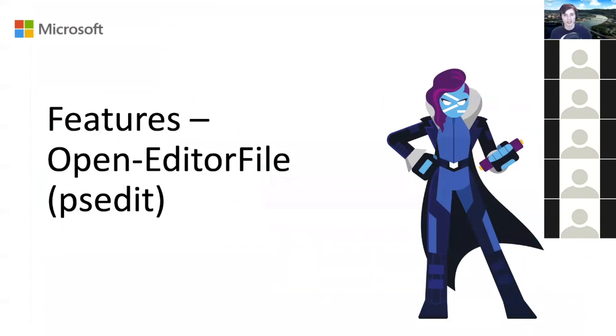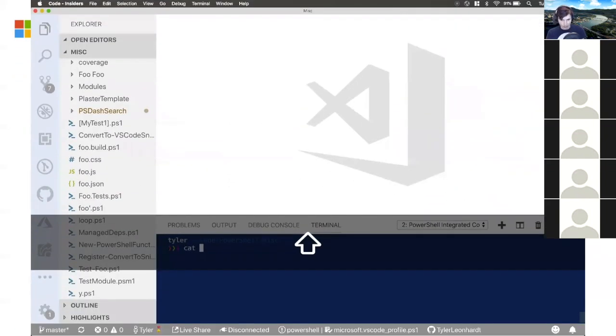Another really fun feature of the PowerShell extension is called Open Editor File. In the ISE, there's a command called psedit, which would allow you to run in the console below psedit and then the path to a file, and that file would then open up in the editor pane above. We have that same experience here in the PowerShell extension. It's called Open-EditorFile and has an alias psedit. So psedit still just works. And so this is what it looks like.